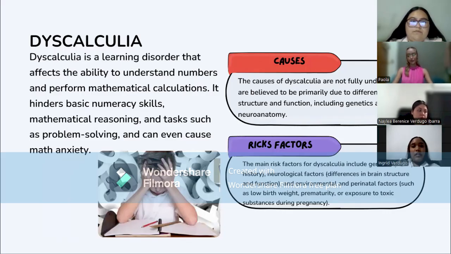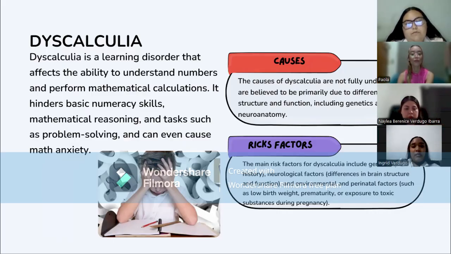Dyscalculia. Dyscalculia is a learning disorder that affects the ability to understand numbers and perform mathematical calculations. It hinders basic numeracy skills, mathematical reasoning, and tasks such as problem solving, and can even cause math anxiety. Causes. The causes of dyscalculia are not fully understood, but are believed to be primarily due to differences in brain structure and function, including genetics and neuroanatomy.